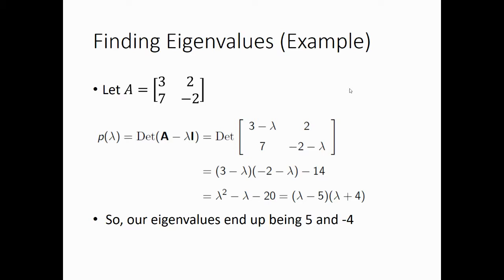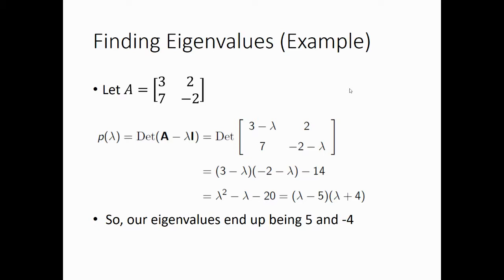So here we have the matrix [3, 7; 2, -2], and P of lambda is the determinant of A minus lambda I, and we find the zeros of that. First, we calculate the determinant, which is (3 minus lambda) times (-2 minus lambda) minus 7 times 2, minus 14. That gives us lambda squared minus lambda minus 20. That one we can factor as (lambda minus 5)(lambda plus 4), so our eigenvalues end up being 5 and minus 4.